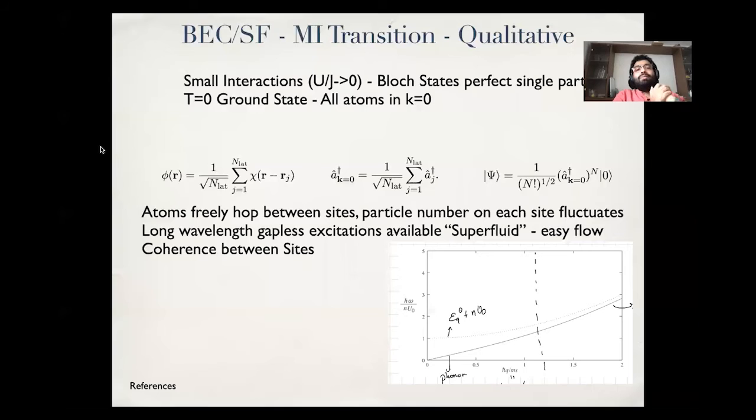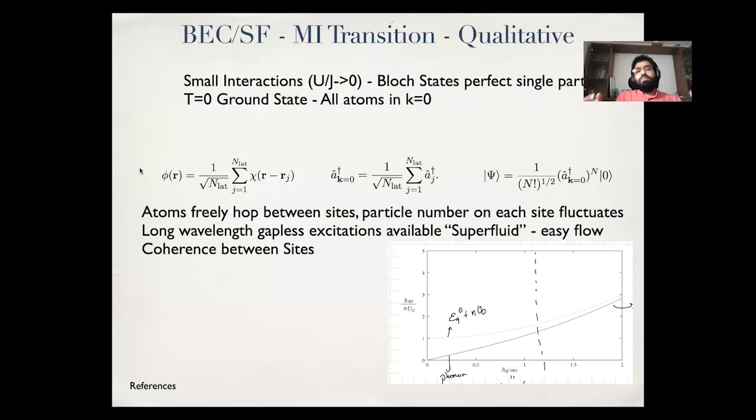Let me qualitatively understand why I expect the state of my system to be very different for small versus large interactions, or for small U over J versus large U over J. Let me look first at the extreme limit where essentially U is 0, so my tunneling is very large. I just have a nice lattice with some weak lattice strength. So my U is practically 0 compared to the tunneling strength. The tunneling strength is larger if my lattice depth is smaller. Keep that in mind.